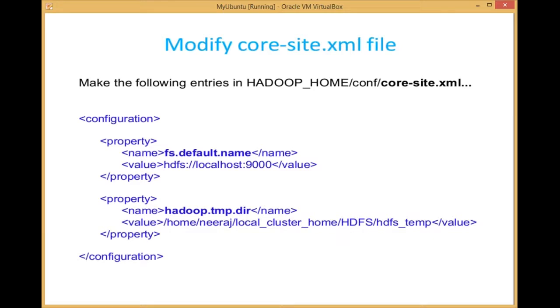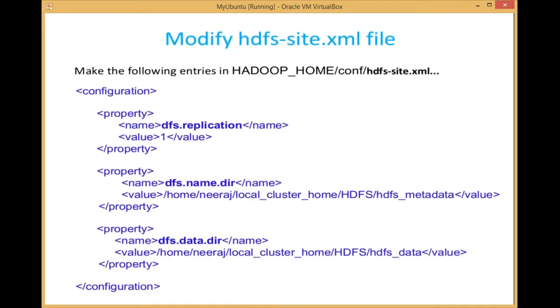Now moving to the next slide. The next is the hdfs-site.xml file. Just like core-site.xml, if you open hdfs-site.xml on your system, you will find it blank. That means only the starting configuration tag and ending configuration tag. That's the only thing you will find. In between the starting and ending configuration tag, you will not find anything. That's fine. We will add from our end.